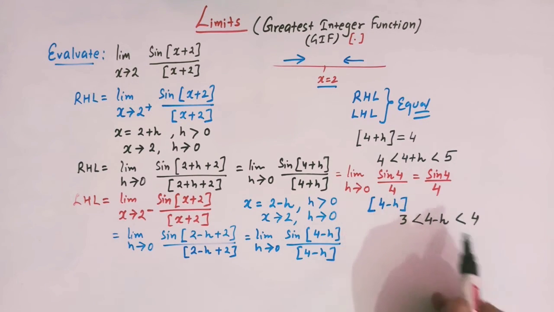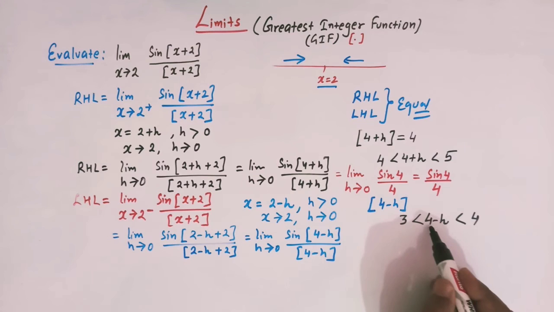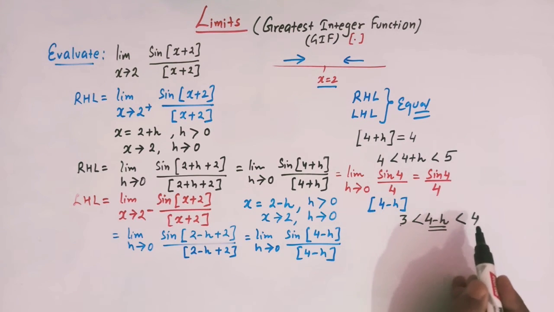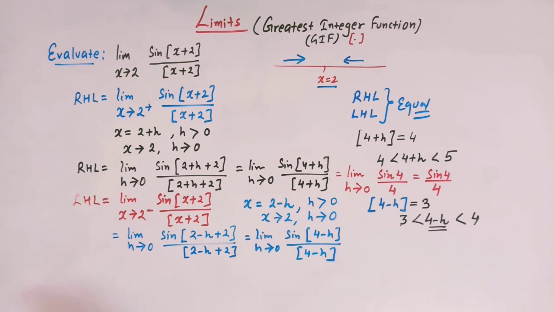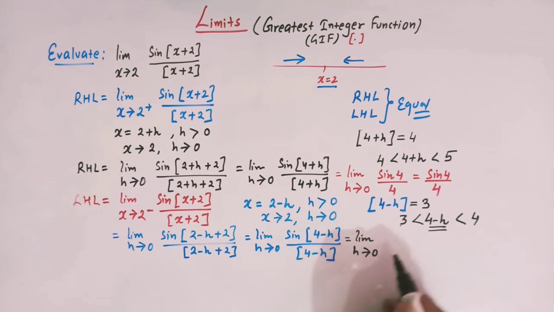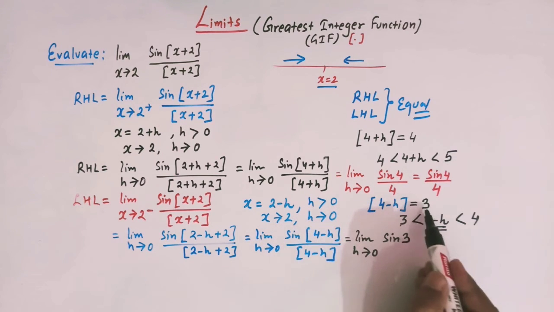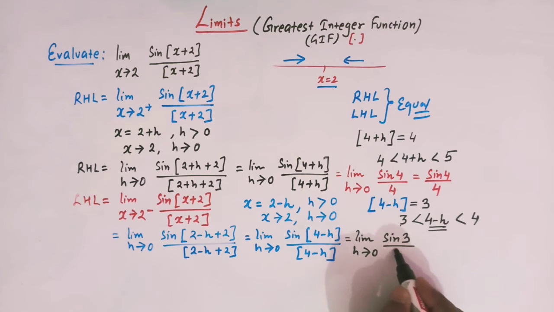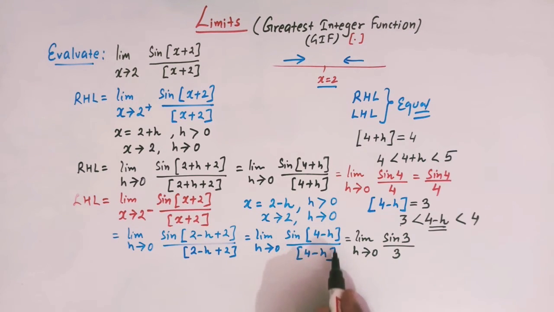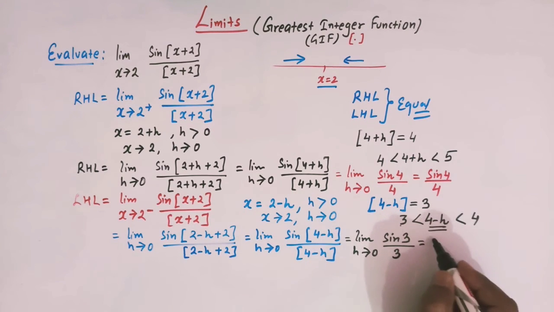By the definition of the greatest integer function, the value of [4-h], when 4 minus h lies between 3 and 4, is equal to 3. So now this limit can be written as limit h tends to 0, sin of 3, since for [4-h] we have 3, so we have sin 3 over 3. Here also we have [4-h], which is also 3, and again we do not have any term containing h, so the limit is equal to sin 3 over 3.